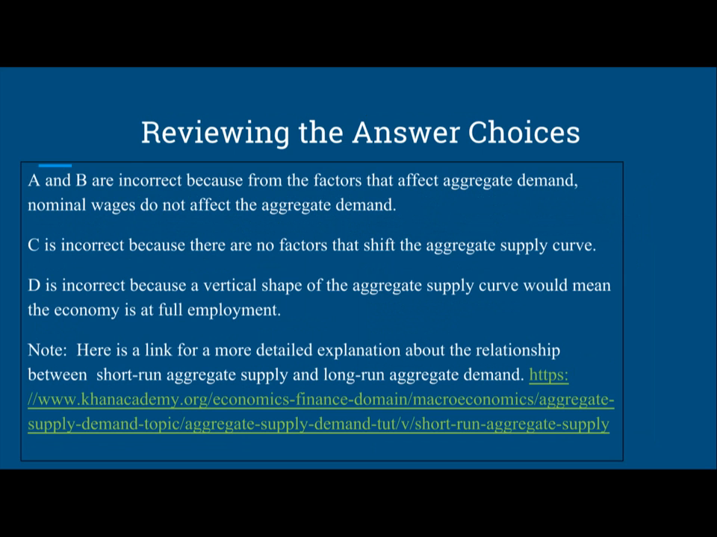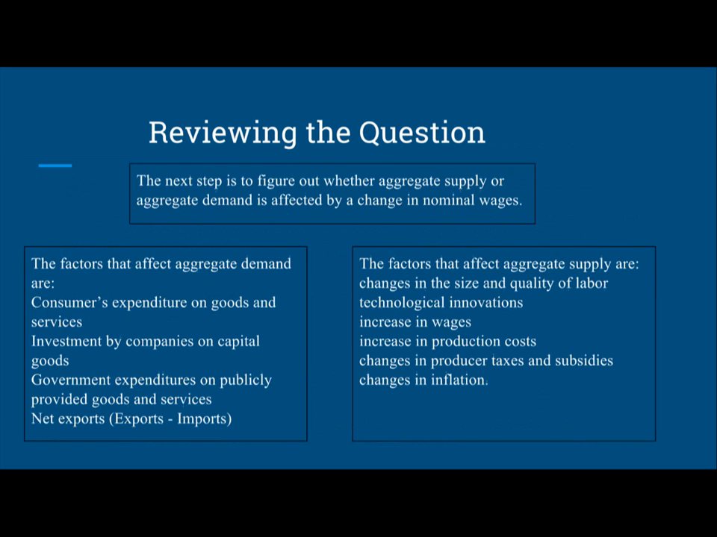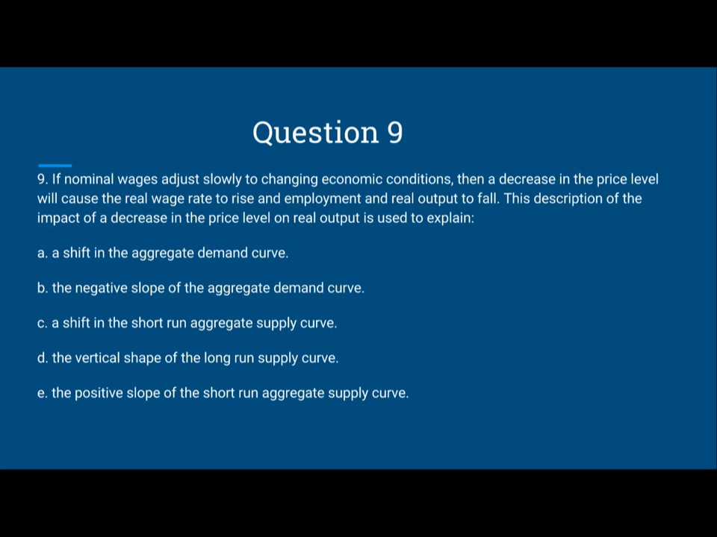Now C is incorrect because there are no factors that shift the aggregate supply curve. C was a shift in the short run aggregate supply curve, but like I said, nominal wages do not shift the supply curve or demand curve. Therefore, C can also be thrown out.